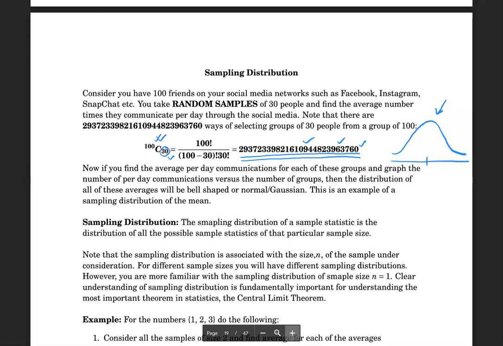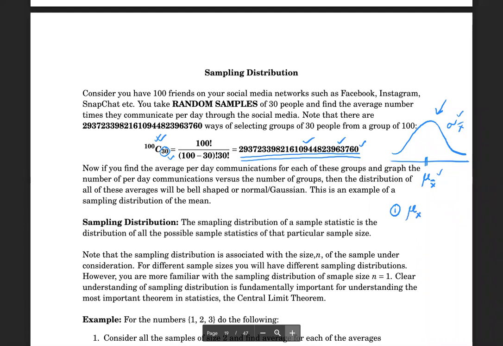This distribution also has a mean, and we call it mu sub x bar. It also has a standard deviation, which we call sigma sub x bar. Now this mu sub x bar and sigma sub x bar have a relation to the original population, and that relation is the conclusions of the Central Limit Theorem.